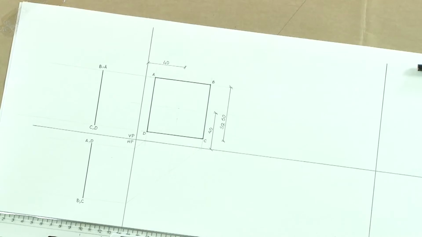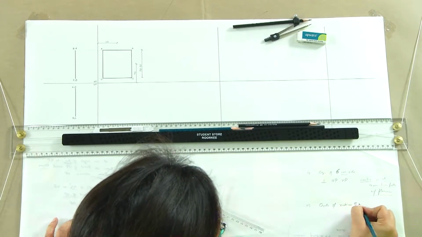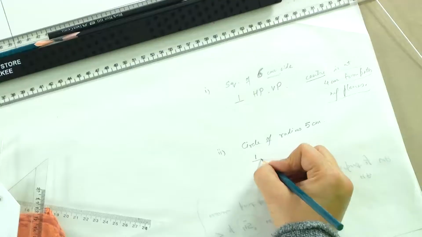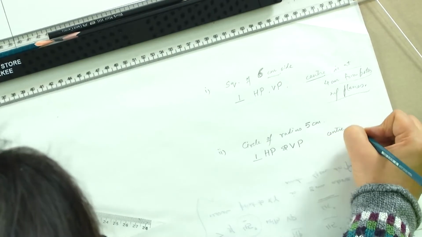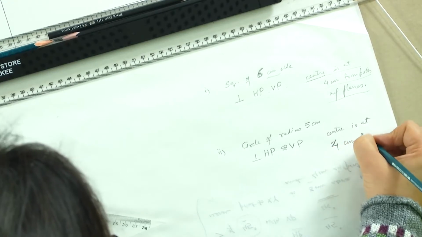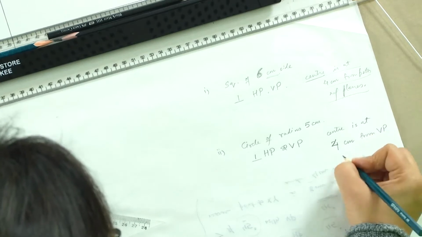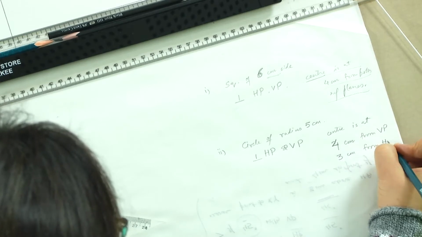So, this is a very simple exercise. For a square, you can do it very simply. Now, let us look at another problem of a circle. If we have a circle of radius 5 centimeter, which is perpendicular to both HP and VP, and its center is at 4 centimeter from VP and 3 centimeter from HP.